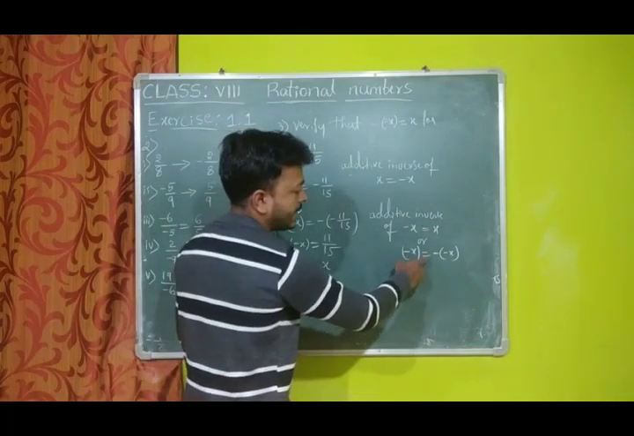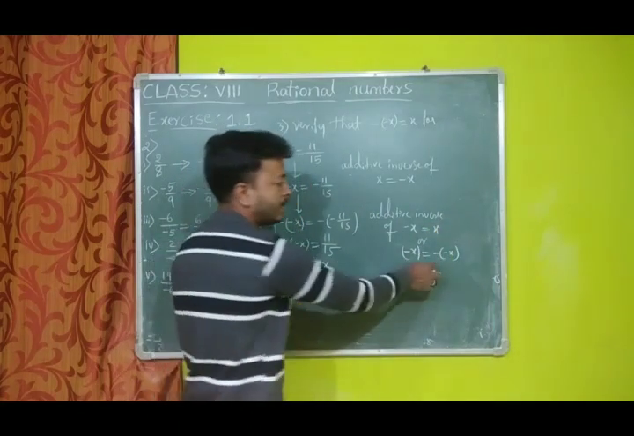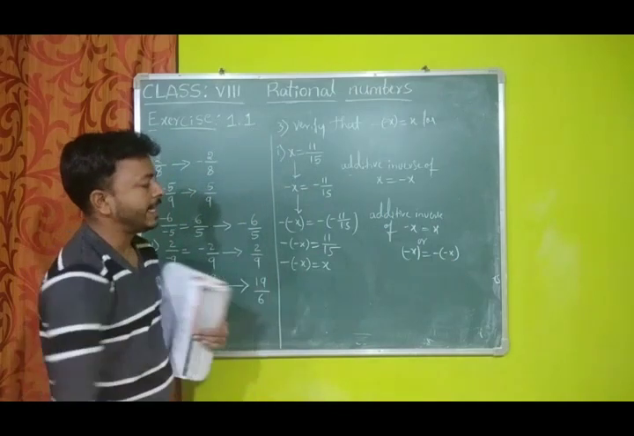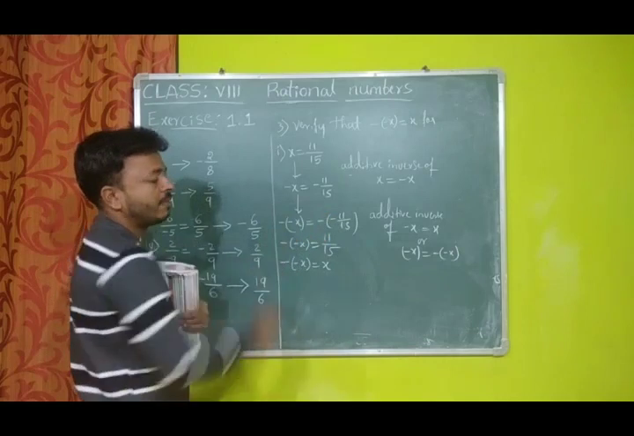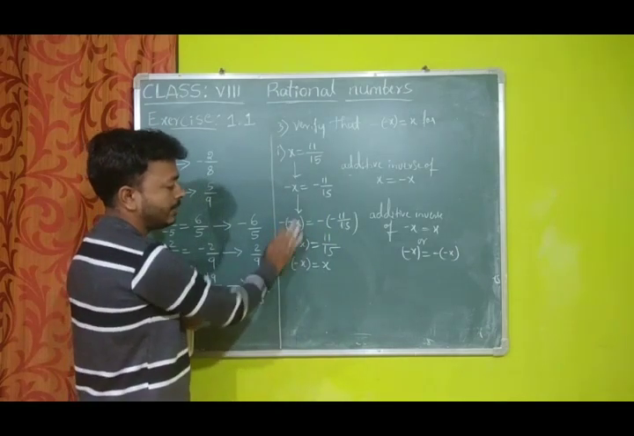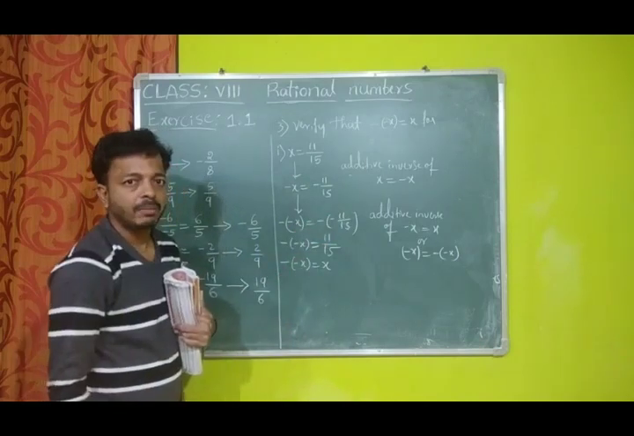Minus x is equal to the x, I am going to write it as minus of minus x. Minus minus what? Plus. You can use that one also, or directly you may solve it. Here minus of minus x equal to minus of minus 11 by 15. Minus of minus x, just this one keep as it is, minus into minus plus 11 by 15.